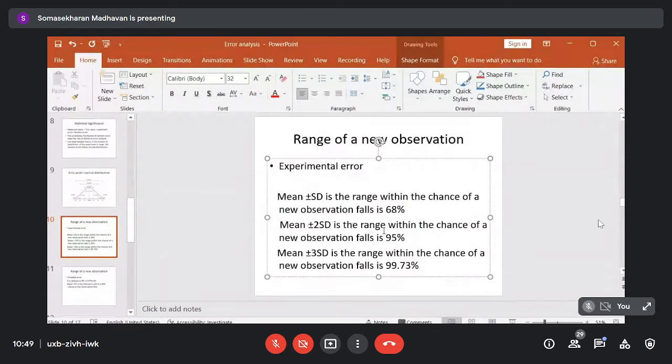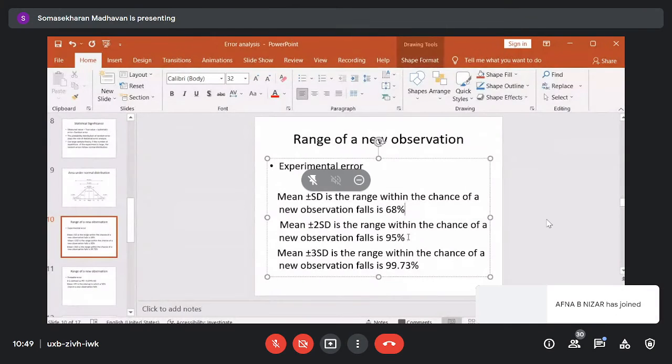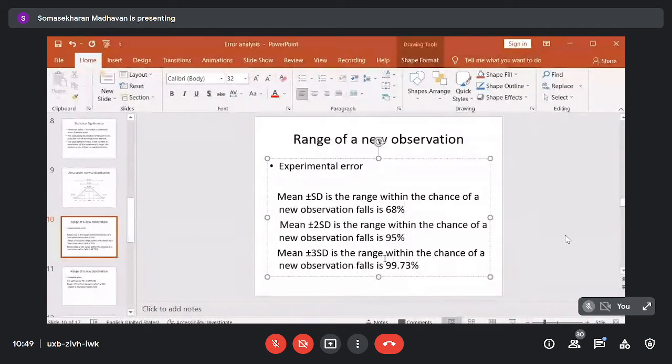And mean plus or minus 2 standard deviations is the range within which the chance of a new observation falling is 95%. Okay. And mean plus or minus 3 standard deviations is the range within which the chance of a new observation falling is 99.73%. So these are the properties regarding experimental error, assuming the errors follow a normal distribution. And we make use of this idea to make decisions about this error. Here it is experimental error.